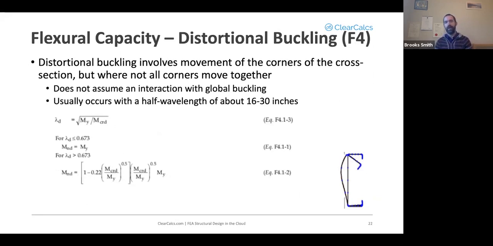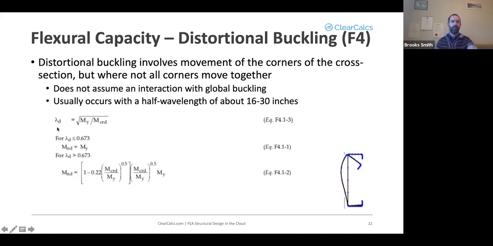Distortional buckling involves movement of the corners of the cross section. However, where not all corners are moving together. If all the corners are moving together, that's global buckling. If different corners are moving relative to each other, such as in lower right here, if the flange bends down and everything else stays basically the same, then that's distortional buckling. We don't consider any interactions with other types of buckling in this. And distortional buckling usually occurs with a half wavelength of about 16 to 30 inches or so.